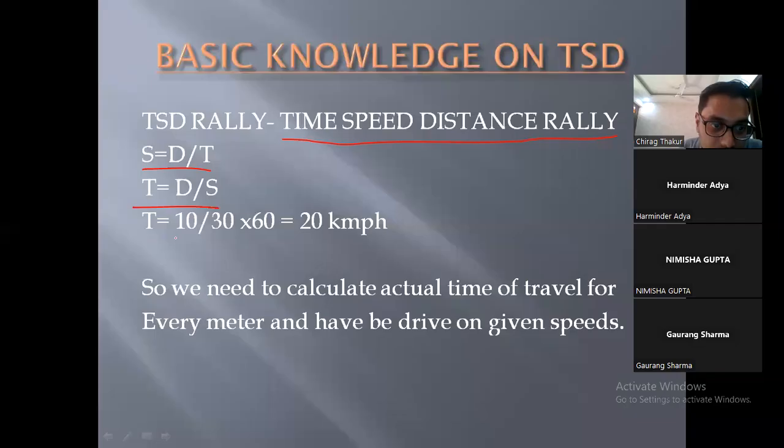So say we have the distance of 10 kilometers and the speed given is 30 kmph. With the formula we have to do 10 divided by 30 multiplied by 60. 10 is the distance and 30 is the speed given. Multiplied by 60 is 20 minutes. For the 10 kilometers we have to drive at 30 kmph in 20 minutes. Okay, so this way we calculate the time for every distance.